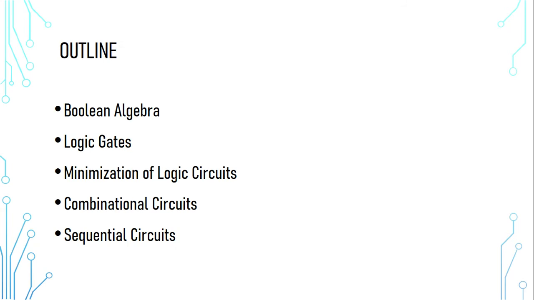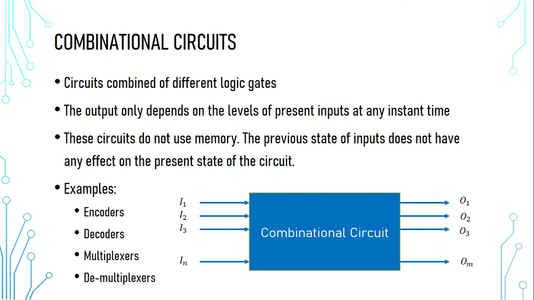Combinational circuits. These circuits are only made up of logic gates. The output of these circuits only depends on the levels of present inputs at any instant of time, and these circuits don't use memory. It means that the previous state of inputs doesn't have any effect on the present state of the circuit. Well-known examples of these circuits are encoders, decoders, multiplexers, and demultiplexers.